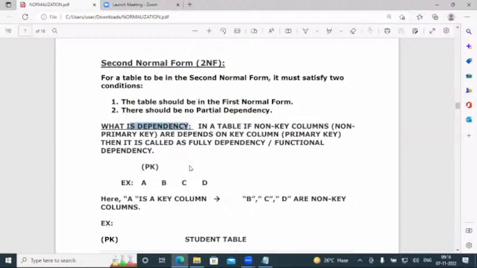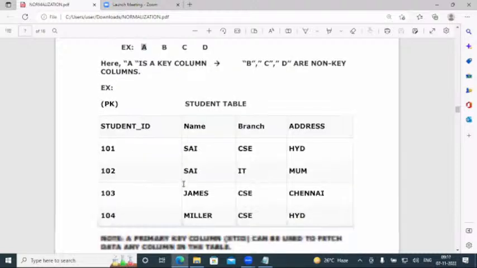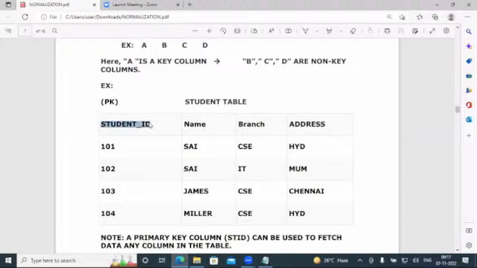Full dependency means what? All non-key columns, that means non-primary key columns, depend on a key column. That means your remaining complete information depends on a particular column, and that column should be the primary key. Then the table is called a fully dependent table. Like we said, student ID is the primary key, and name, branch, address are non-primary keys.